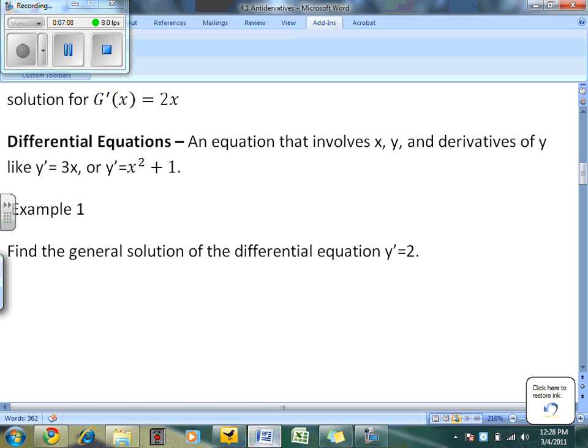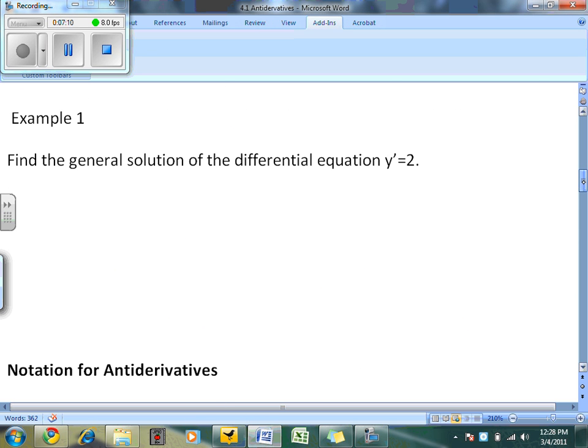Okay? So they want us to find a general solution of the differential equation y prime equal to 2. So what they're saying is they want us to take the integral of 2. We're asking ourselves, what would have been our function if we'd taken the derivative and we got 2? What would have been our function? We say 2x. And you'll notice here in a little bit, I'll tell you the method we use. It makes this so much simpler.